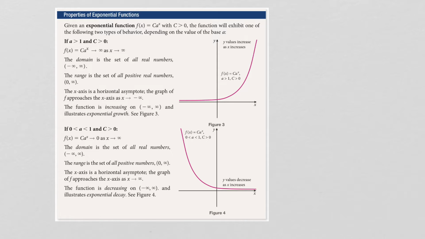Now, the other situation is that the base a here could be a number in between 0 and 1, like 1/2 or something like that. Now, if c is still a positive constant, then the behavior of the graph basically just flips over the y-axis. So instead of having an ever-increasing function like this, you will have a decreasing function like this. And we can see that as x goes to infinity, now the function is going to 0.